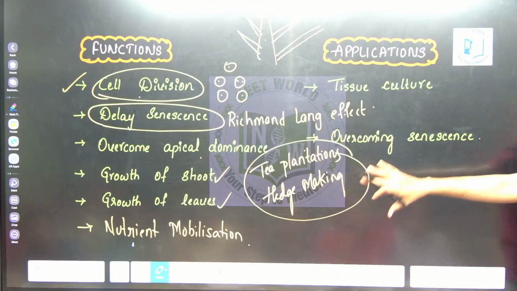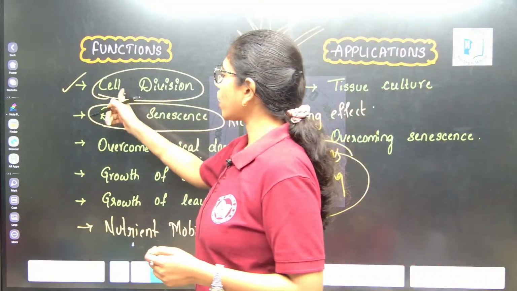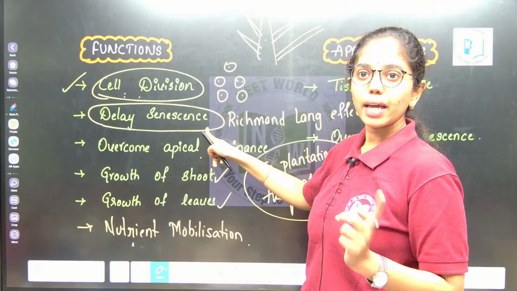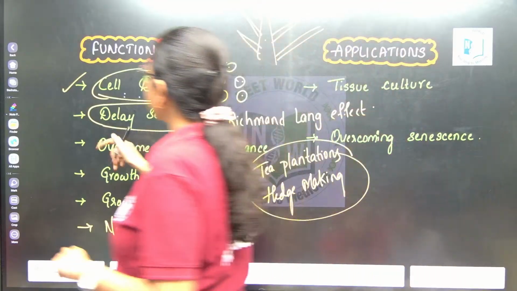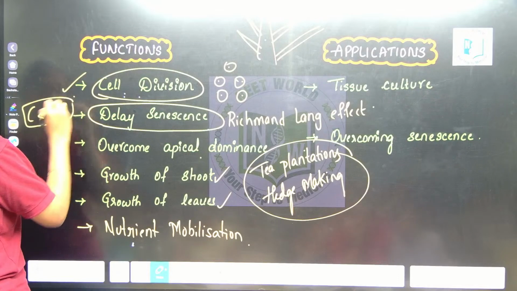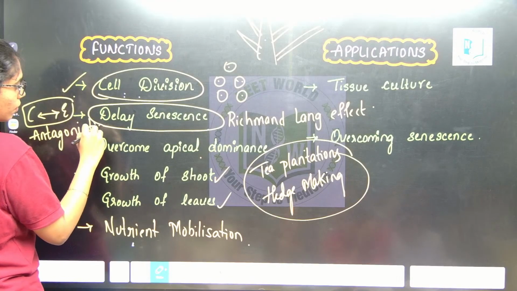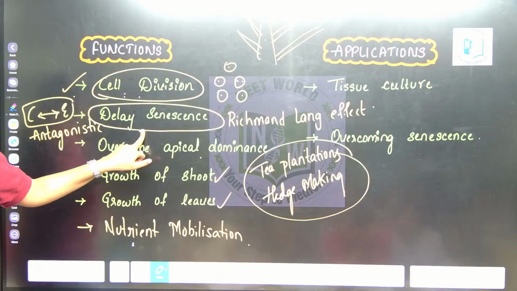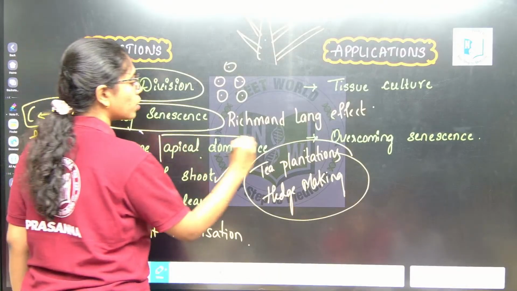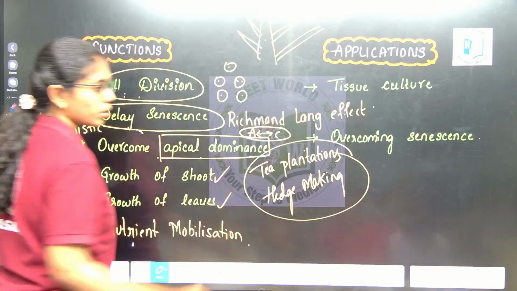These are the physiological functions of cytokinin. What is the synergistic function? Auxin and cytokinin, cell division. About senescence we will learn. Senescence is promoted by ethylene, inhibited by cytokinin. So, cytokinin and ethylene are antagonistic in their function. This delays what? Senescence. And with respect to apical dominance, which two hormones are antagonistic with each other, ma? Auxin and cytokinin are antagonistic to each other.